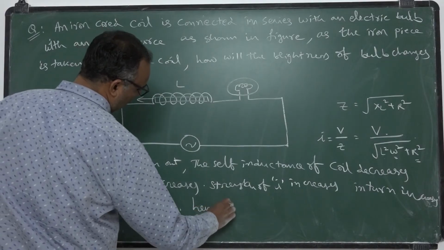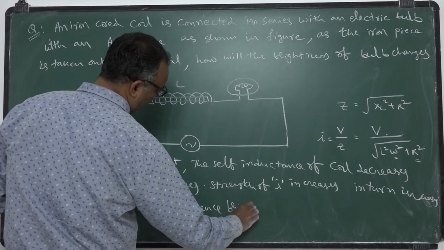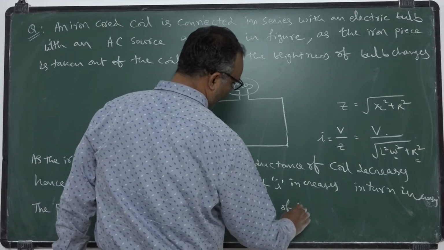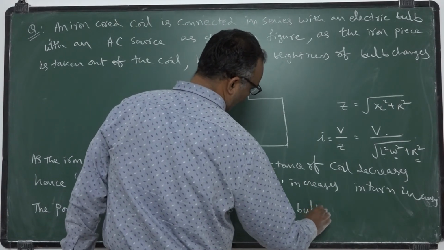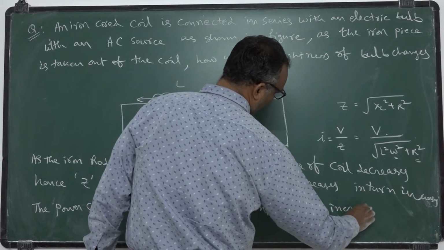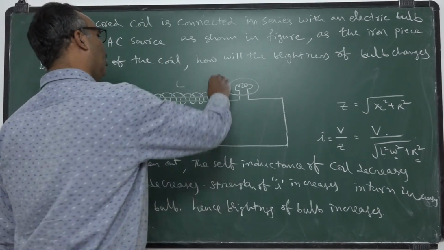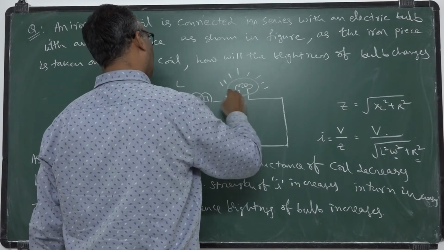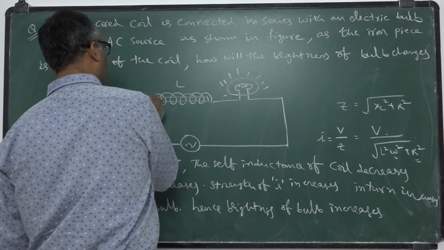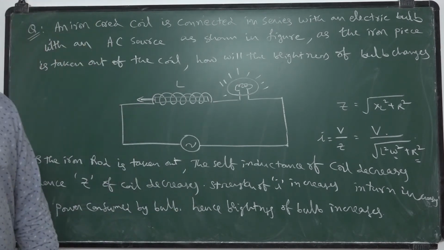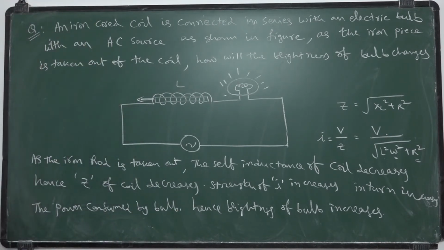Hence, brightness of bulb increases. This is the solution for this question. The bulb will glow with much brightness upon removal of this iron piece from the core of the inductance coil. This is the solution for the question.